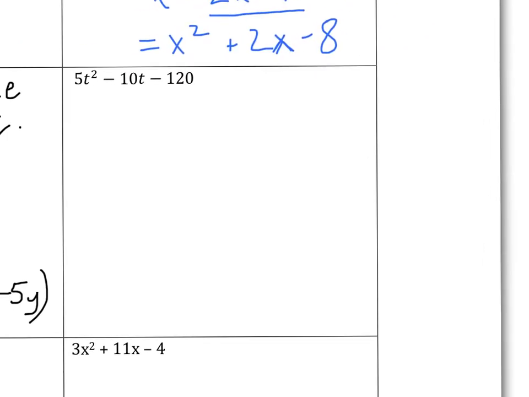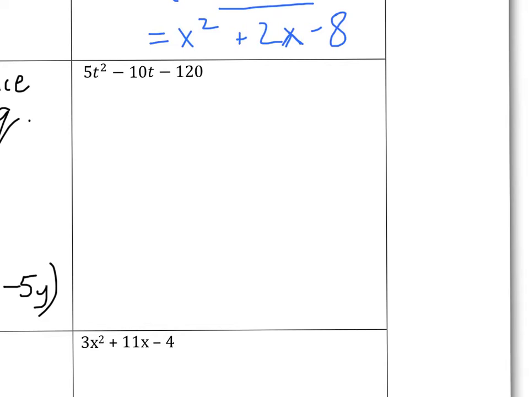Moving on. Hey, this one looks kind of tough. 5t squared minus 10t minus 120. But wait, what am I supposed to do first? Okay, I'm supposed to look for common factors. Can you see a common factor in this case? Well, let's see. 5t squared minus 10t minus 120. Well, 5t, 10, and 120 are all divisible by 5. This is my common factor, which I will pull out first.